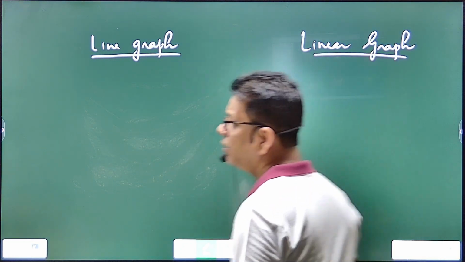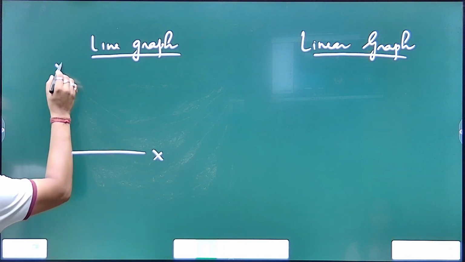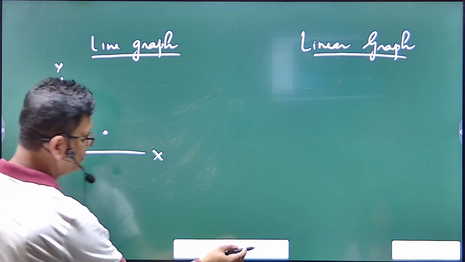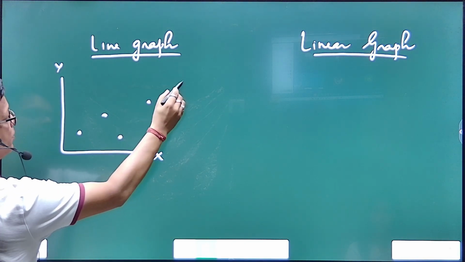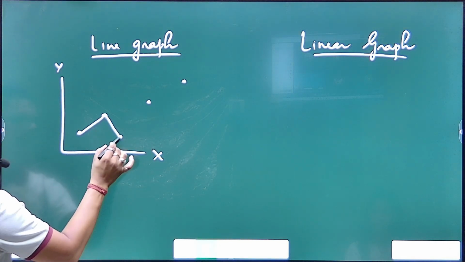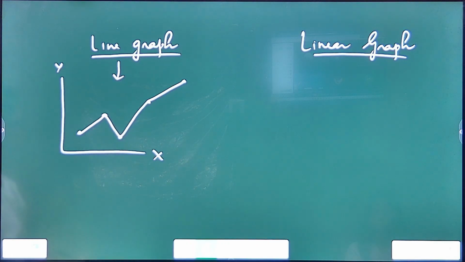Right. Now, the line graph, just now what we have discussed. This is your x-axis, this is your y-axis. So we got a point here, suppose. We got a second point here, the third one here, the fourth one here, the fifth one here. Then we join them in order. So this is a line graph because it is a combination of lines.